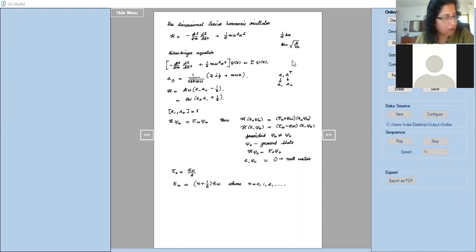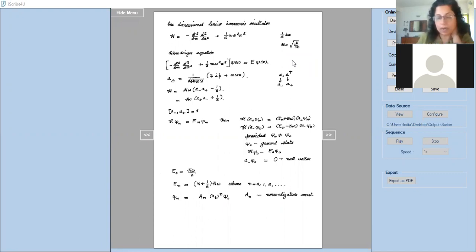Now, how would you define the psi n state? You would be able to do it as An times A plus acting n times on psi 0. And what is An? Of course, it is your normalization constant. In a bit, I will just tell you what the form of this wave function is.